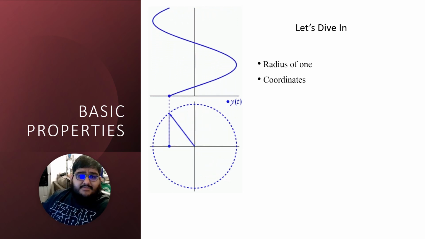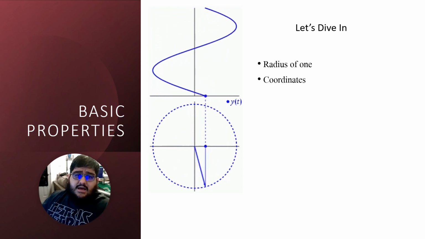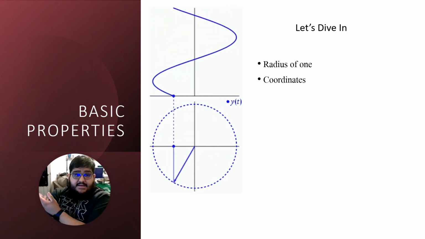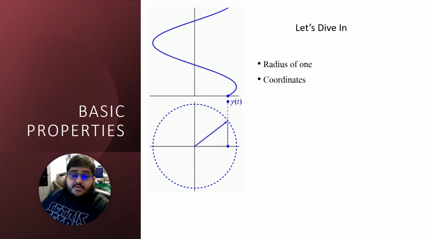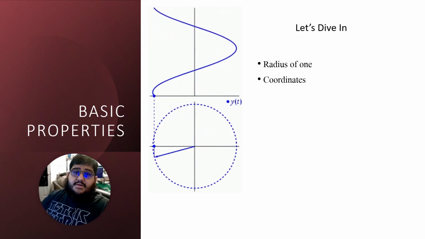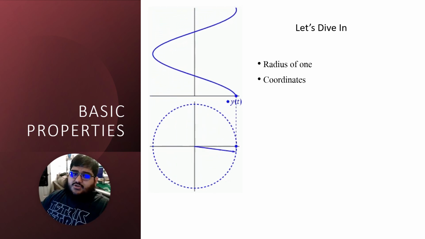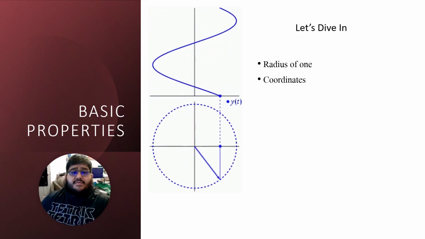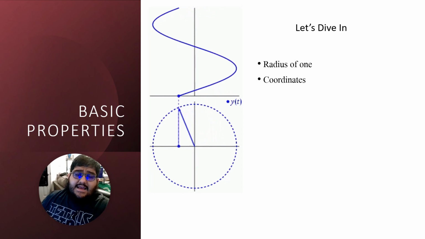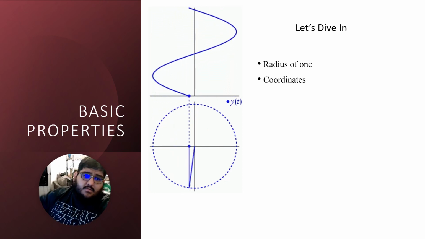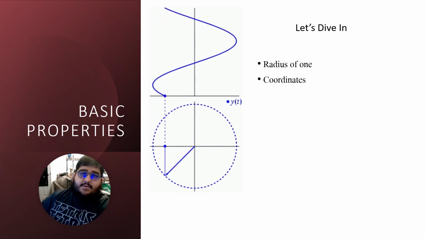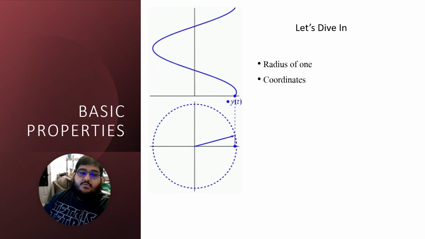We also have the coordinates on the circle. The points on the unit circle have coordinates cosine theta, sine theta, where theta represents the angle formed by a ray from the origin, which is (0, 0). And that's always where our theta is going to be located. We measure counterclockwise from the positive x-axis, and when you go clockwise, it would be negative.